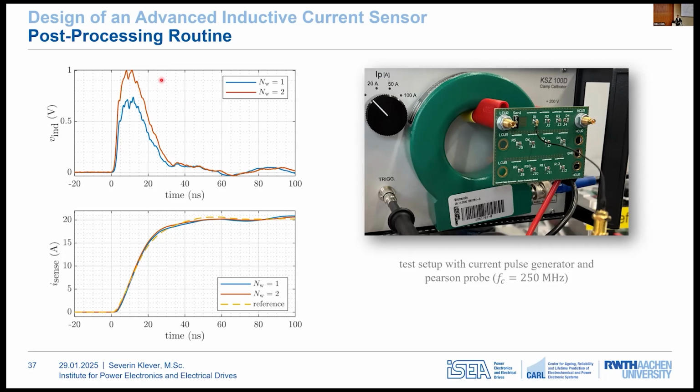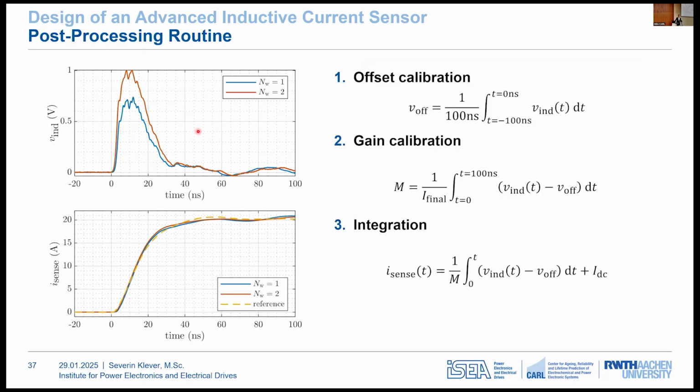To reconstruct the current signal from the sensor output, three post-processing steps are required. Step 1 is the offset calibration to remove the DC component. This DC component is caused by capacitive coupling, and in this case is around 1 millivolt. Step 2 is the gain calibration to calculate the sensor's mutual inductance, which is very small and deviates from the simulation results due to manufacturing tolerances. And in this case, the gain is below 1 nanohenry.